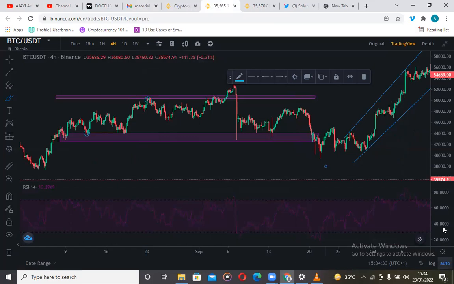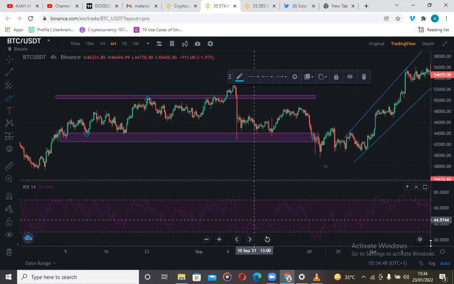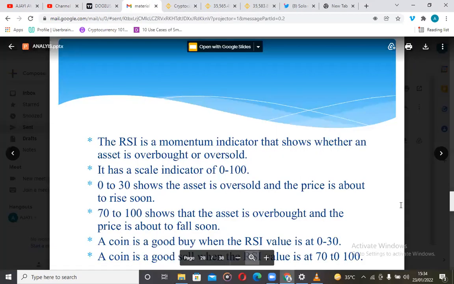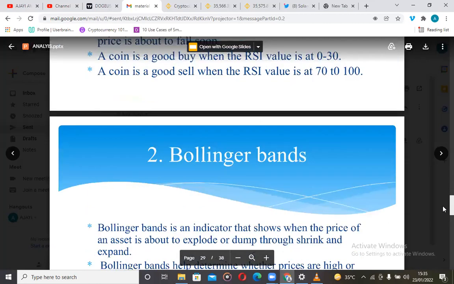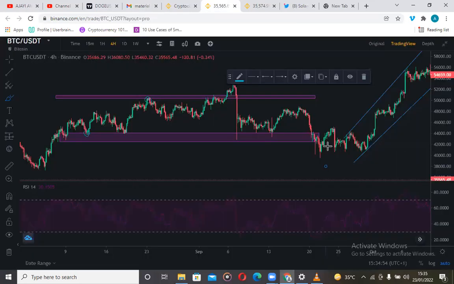Now you can see the scale here, at the vertical side. It starts from 0 to 100. But you can only see 20 to 80. That's also not bad, but the range is 0 to 100. Whenever it is 0 to 30, it is a good buy, right? And when it is 70 to 100, it's a good sell. Now let's make a practical aspect of it. I've activated it. Now let's go.